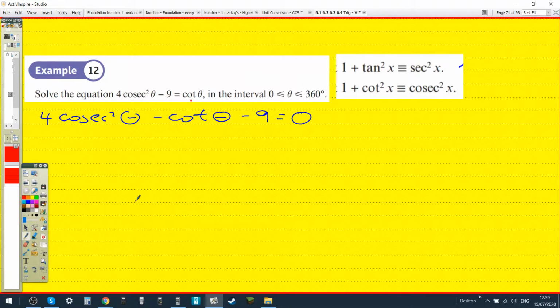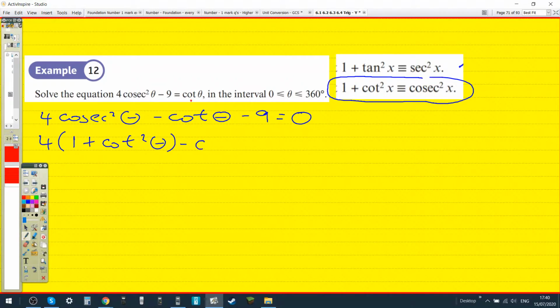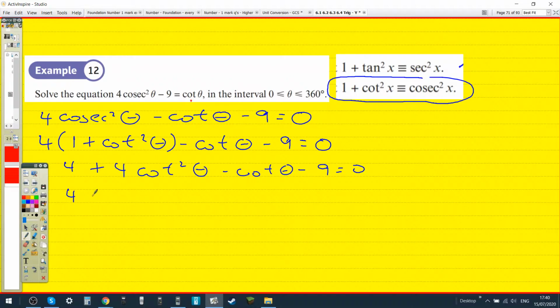What is cosec squared theta the same as? 1 over sine theta. Identity? Cosec squared theta is 1 plus cot squared theta. Simplify. So should we expand it first? Yeah. 4 plus 4 cot squared theta minus cot theta minus 9. So then we'll have 4 cot squared theta minus cot theta minus 5 equals 0.